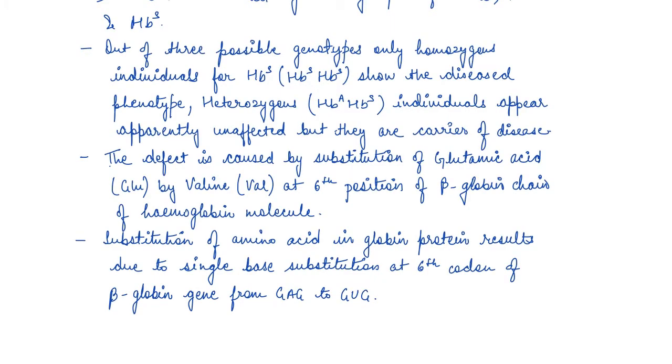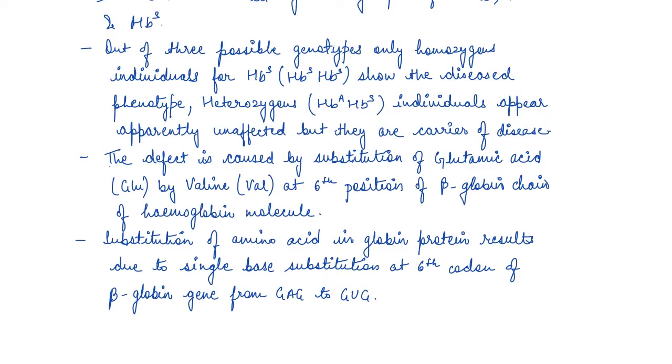So, if it is homozygous, so if you see here, if all three genotypes are HbS, then only you have sickle cell anemia. If you are heterozygous and you have just one HbS, then you become carrier of the disease, right? This disease is caused by substitution of glutamic acid by valine, right? And this happens at sixth position of beta globin chain of hemoglobin molecule. It is basically a hemoglobin molecule related disorder.